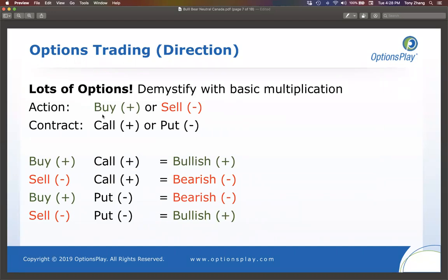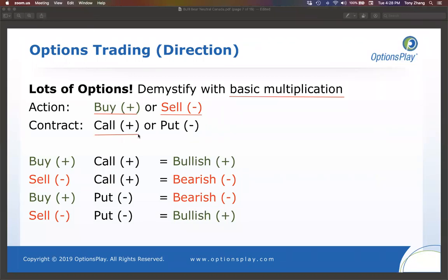Unlike going long a stock where you're bullish or short a stock if you're bearish, there are 4 different combinations, and sometimes it's confusing as to what is actually bullish and what's bearish. So this is a way to demystify what you're trading with just basic multiplication. So what we're going to do is assign a value to buy or sell and call or put. And I think it's pretty straightforward to understand why buy would be positive, a sell would be negative, a call would be positive, and a put would be negative.